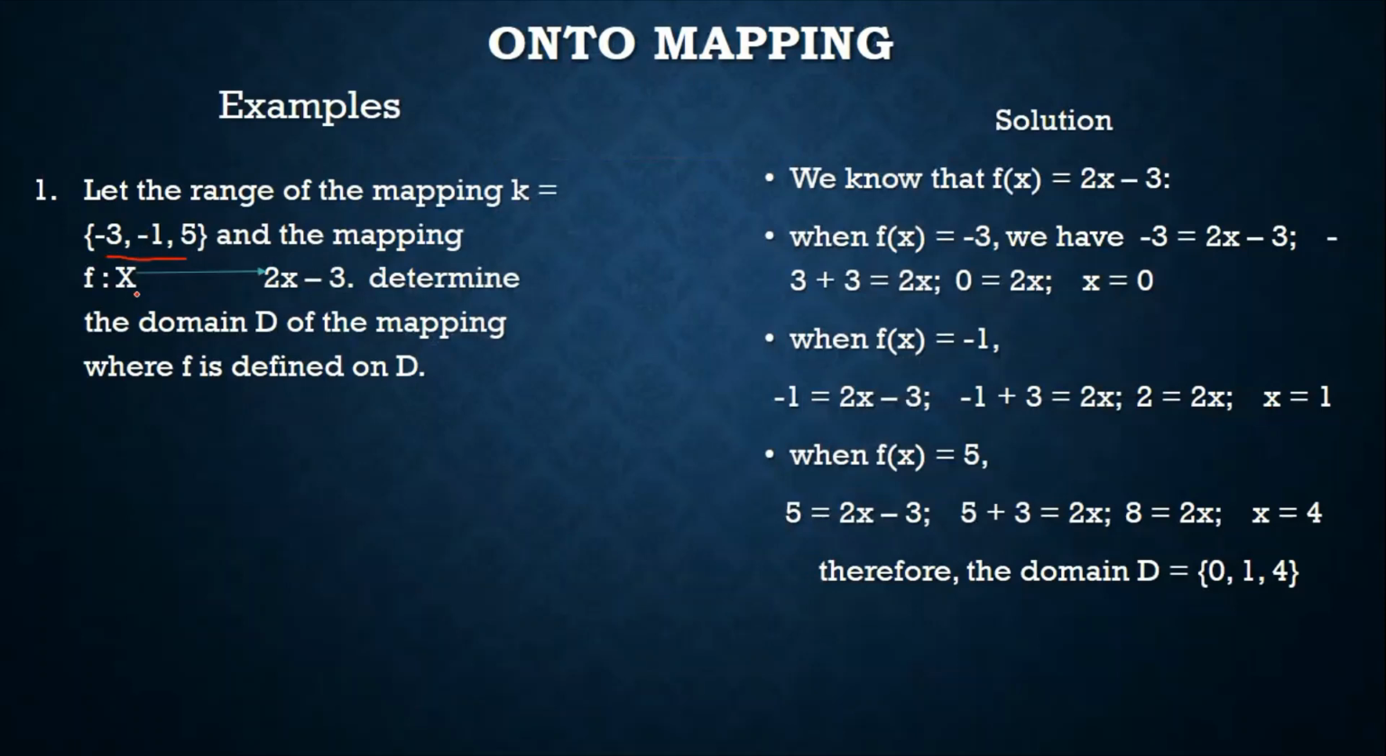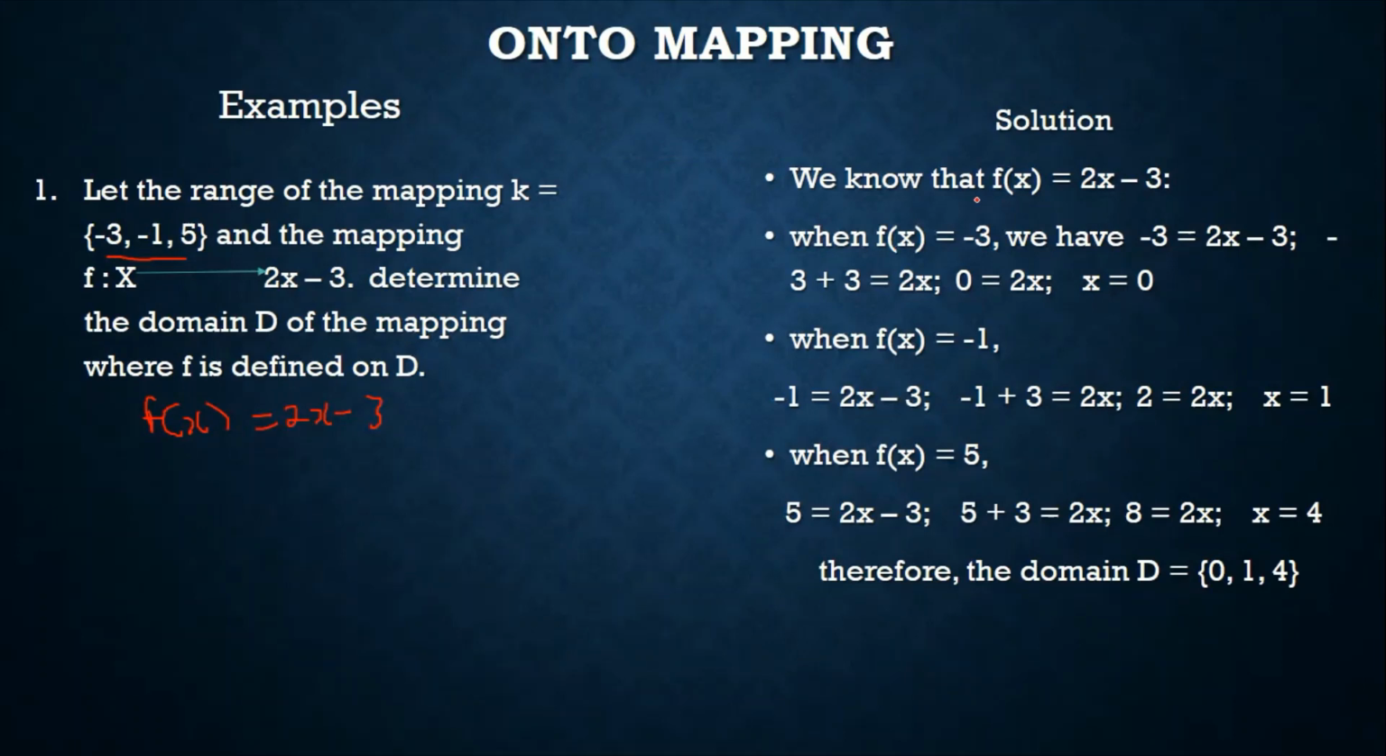Now the function states that x is a function of 2x minus 3. So our function is f of x equals 2x minus 3. Now we're asked to determine the domain D of the mapping.